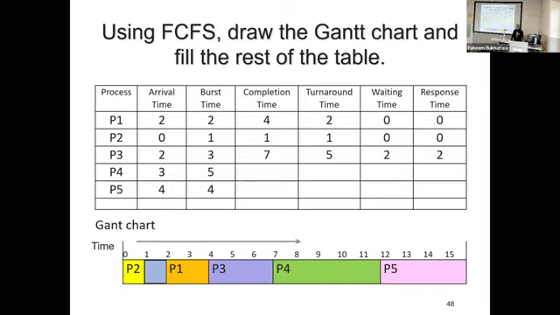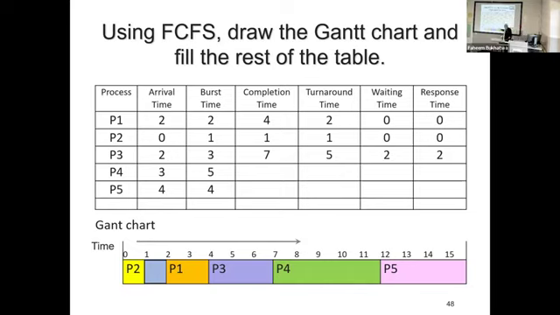What's turnaround time? 9. From the time it arrived until the time it finished. What time did it arrive at? Arrived at time 3. And it finished at time 12. So 12 minus 3 is 9. Anything else? Waiting time.